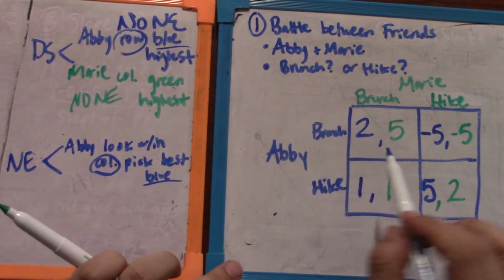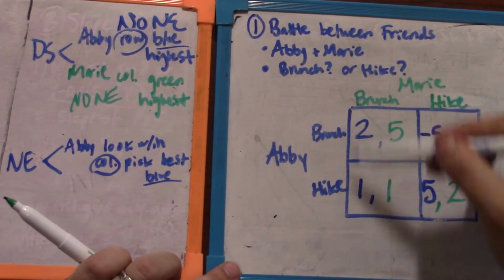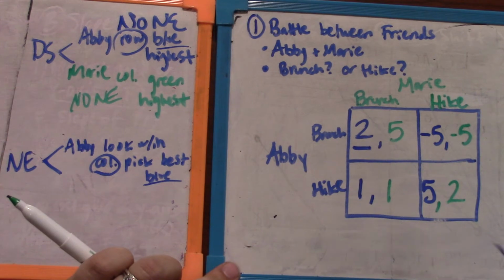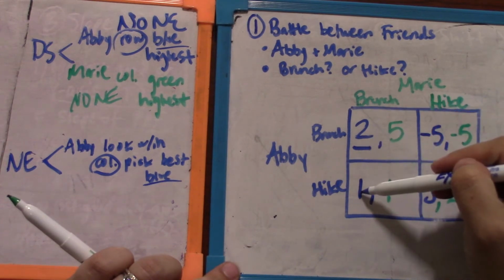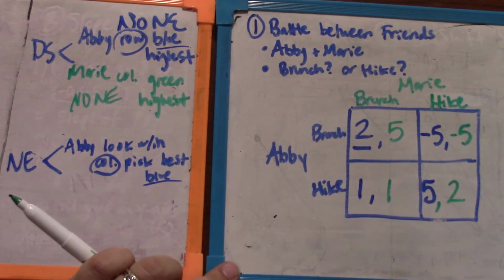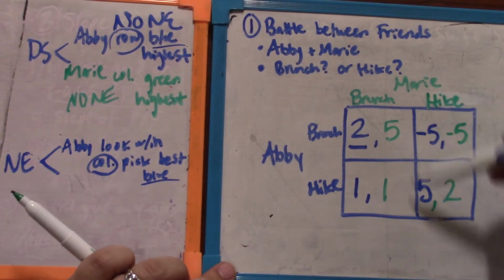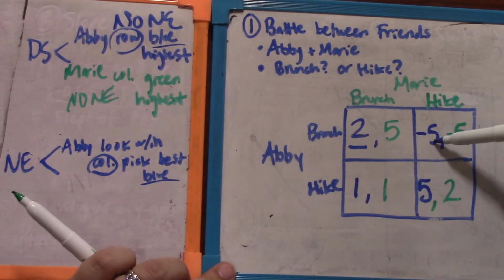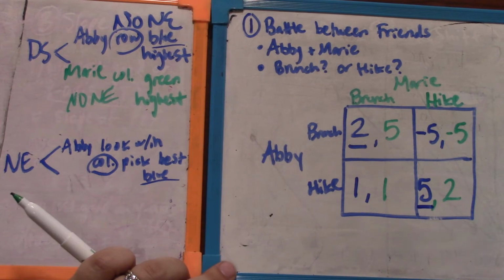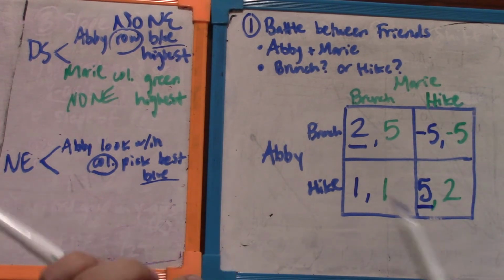So for Abby, if Marie goes to brunch in this brunch column, Abby will choose to go to brunch as well because 2 is better than 1. If Marie is brunching, brunch is Abby's best move, right? She doesn't like hiking alone. If Marie is hiking, Abby could get a -5 by going to brunch. Her best move is to hike back, right? She wants to coordinate. So if Marie's hiking, hiking is her best move.